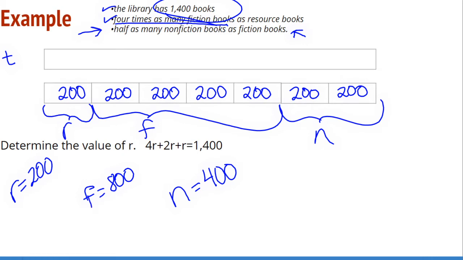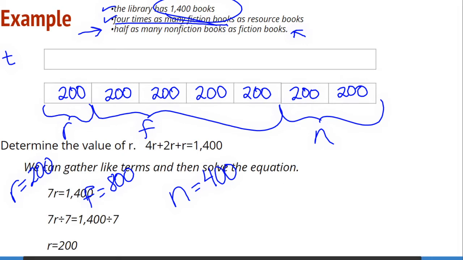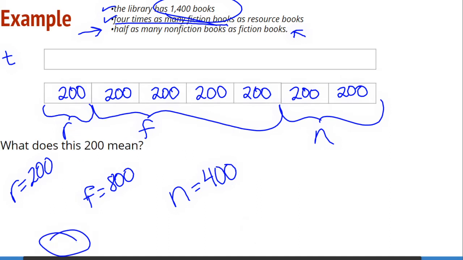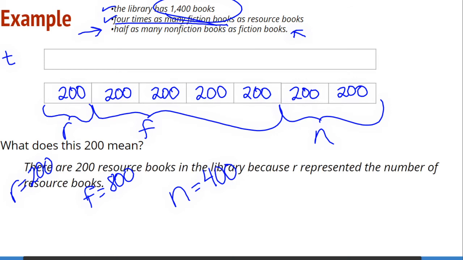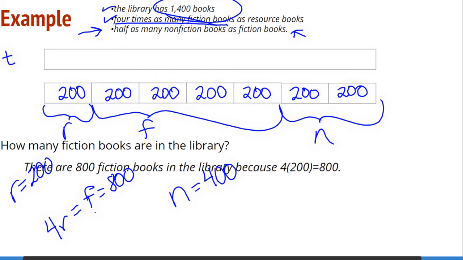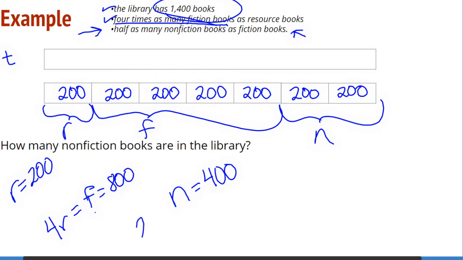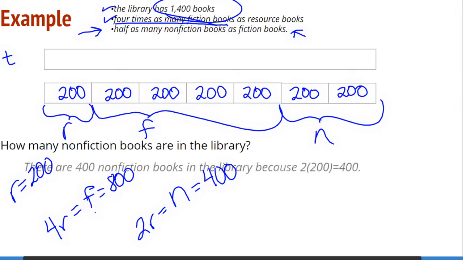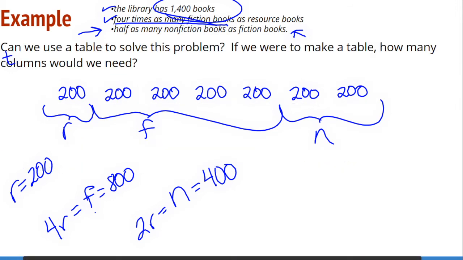So we've already looked at this one to find the value of R, and we found that R was 200. We've been there. And we're busy interpreting what does this 200 mean. It means there's 200 resource books in the library because R represented the number of resource books. Then we can use that to find the number of fiction books. 4 times R is equal to the fiction books, which is then equal to 800. And the nonfiction books are 2 of R, so they're equal to 400. And we've now caught up with where I'm at.